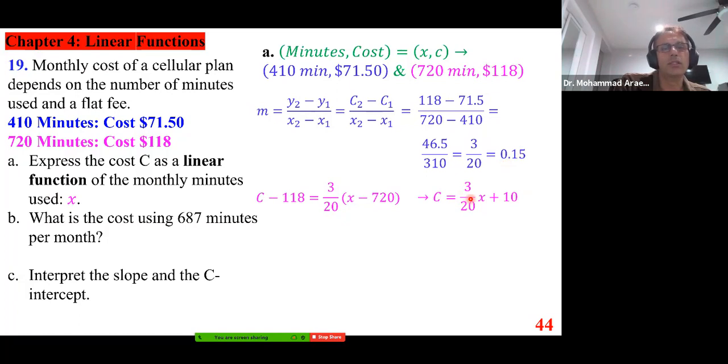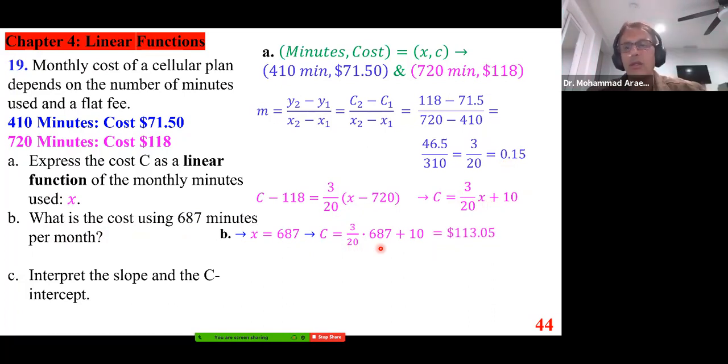What would be the cost if we use 687 minutes per month? You replace the x with 687. You multiply by 3, you divide by 20, and you add 10. Because it's money, we carry 2 decimals. It ends up being $113.05.